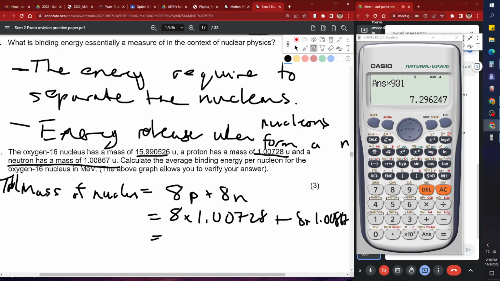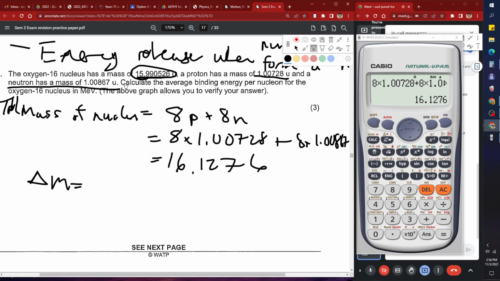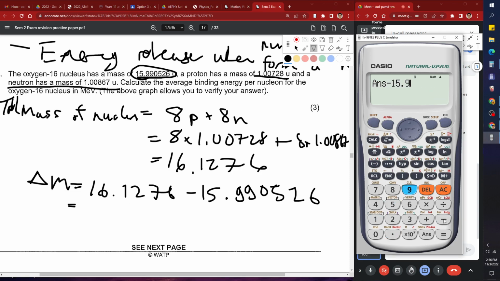Okay, so that should all work out to something. 8 times 1.00728 plus 8 times 1.00867. Okay, so we got 16.1276. And you can see that it's more than the mass of the nucleus. So what happened to that mass? Well, it was released in the form of energy. So why don't we find the difference in mass? It's 16.1276 minus 15.990526.